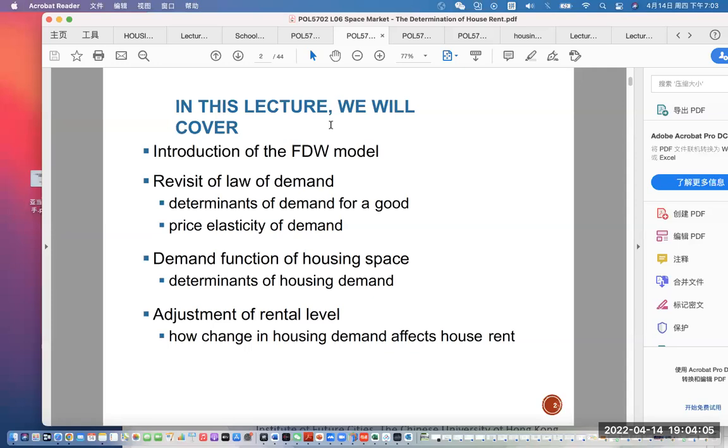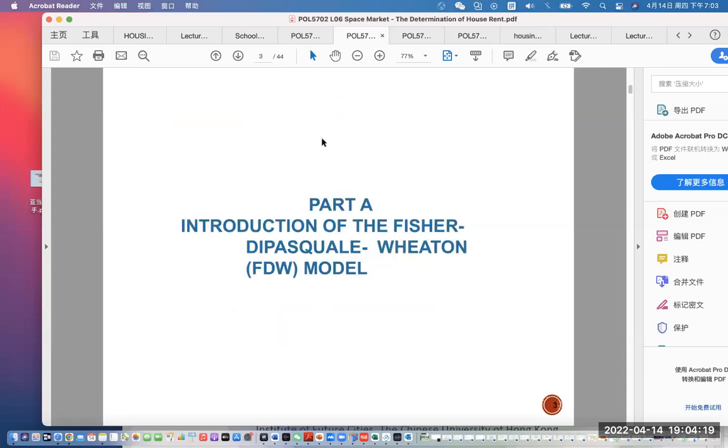When I also show you the FDW model, we can find a very interesting and important video that shows clearly what the FDW model covers, okay? But you have to comprehend what the FDW model is.